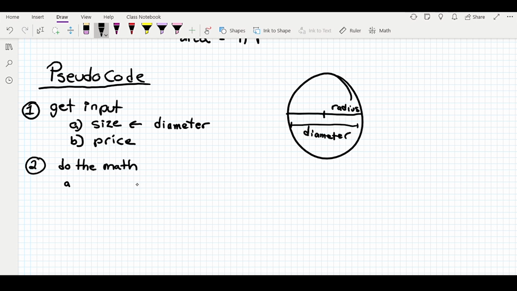And one part of that, or A, is set radius. And that's going to be diameter divided by 2. Then we're going to use the area formula. The area of a circle is pi r squared. So then it's, figure out the radius. Sorry, figure out the area.